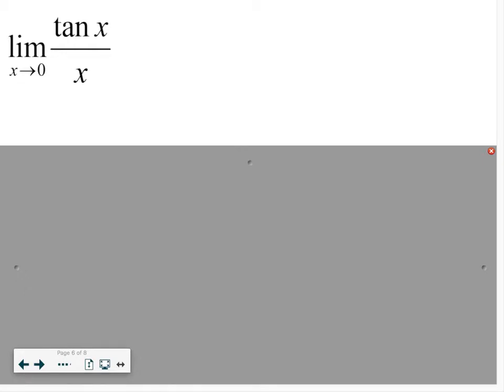Okay, I don't see a sine or a cosine in here. So hold on. We have 0 over 0, right? We don't like that. I also don't see a sine of x or a cosine of x to use either one of those special rules. But tangent is sine over cosine, right?